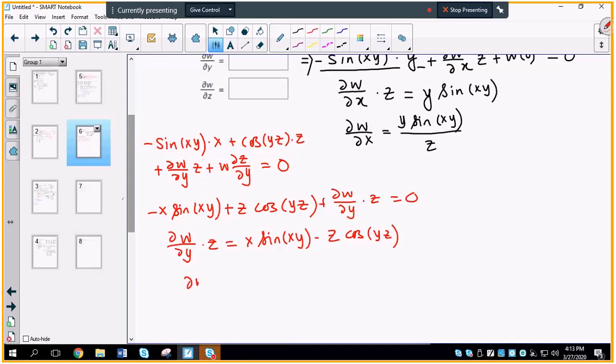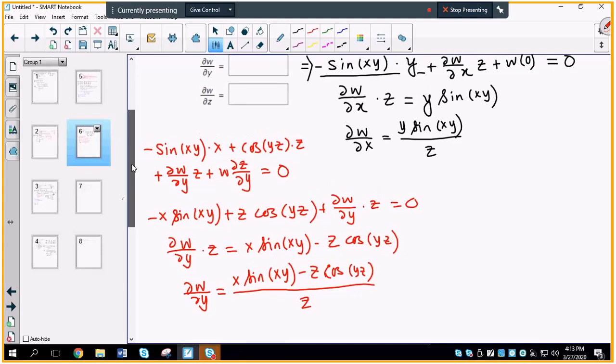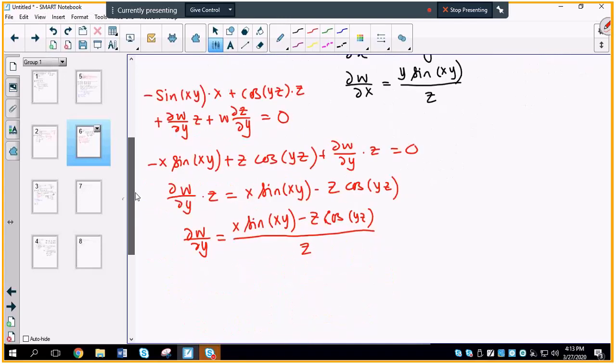So you get del w del y is equal to x sine xy minus z cosine yz all over z. And that should be the answer to del w del y. I'm not going to put that down in that small box. We'll not be able to fit it in there.